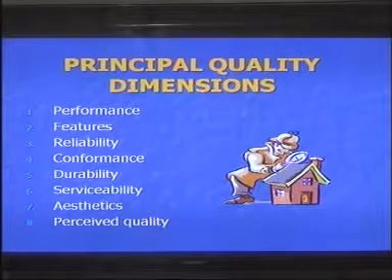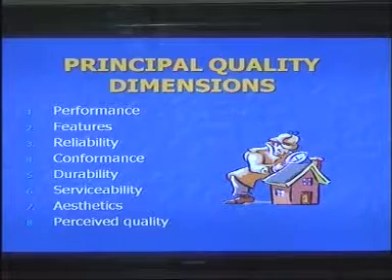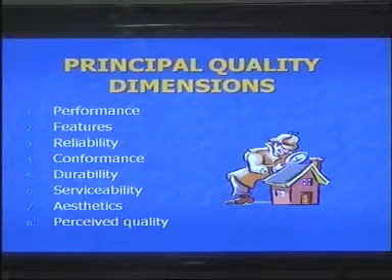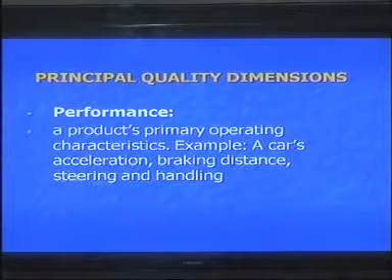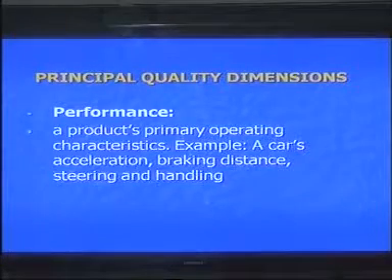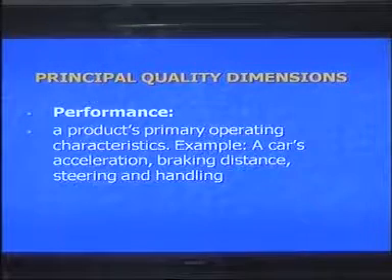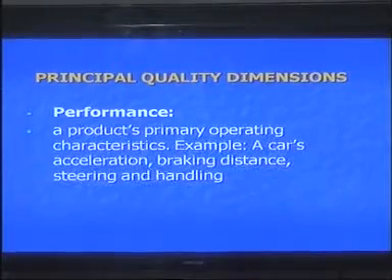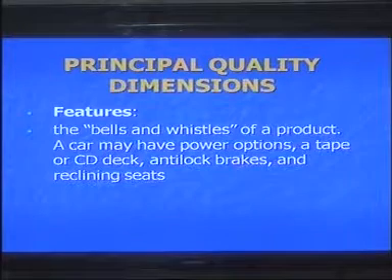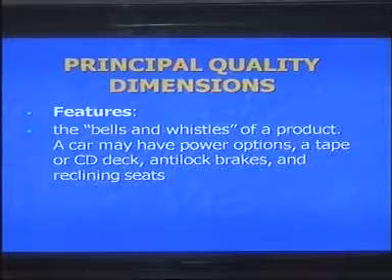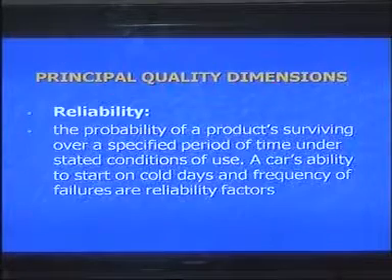Some of the principal quality dimensions were performance, features, reliability, conformance, durability, serviceability, aesthetics, and perceived quality. What are these? Performance meant a product's primary operating characteristic, for example, a car's acceleration, braking, distance, steering, and handling. Features: the bells and whistles of a product. A car may have power options, a tape or a CD deck, anti-lock brakes, and reclining seats.